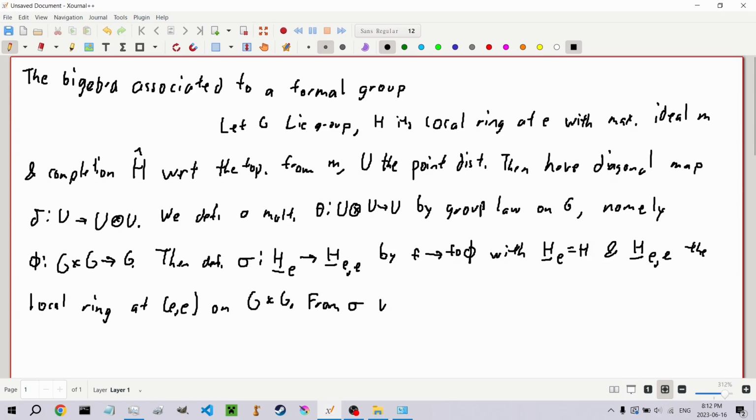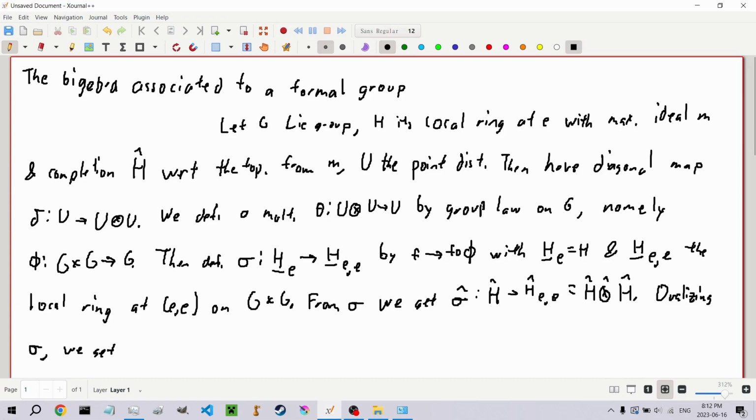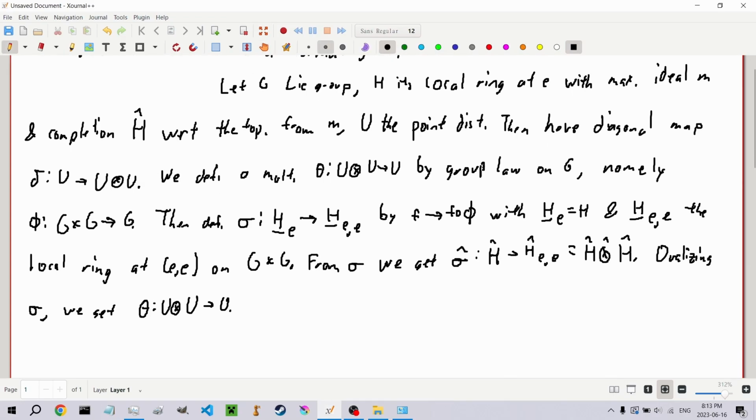From our map sigma, we get a map sigma hat from H hat to H hat on E comma E, which is the completion of the tensor product of the completion of H with the completion of H. So by dualizing sigma, we get the desired theta from U tensor U into U. You'll see in the formal discussion that U is an associative algebra under theta, with our unit being the Dirac distribution. So now we are in the formal case.